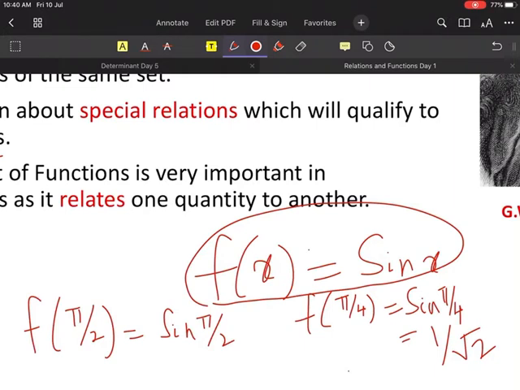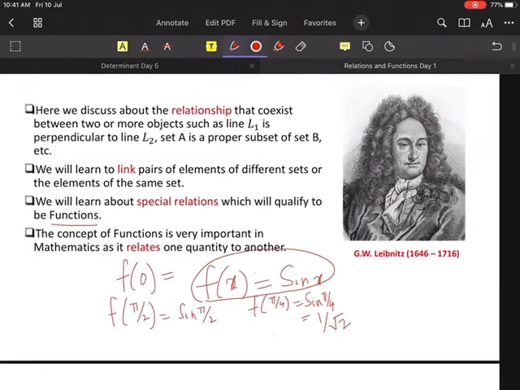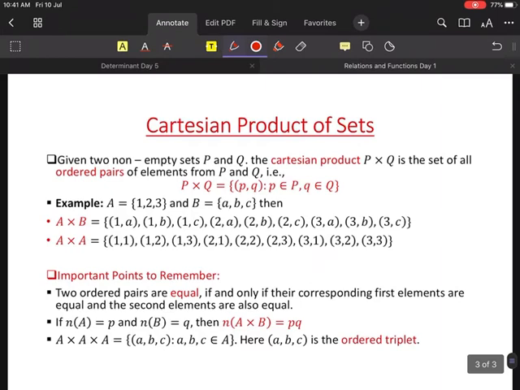Now, the last one. What is f(0) equal to? By this function, it will be sin 0. And sin 0 is how much? Yes. So that's what a function is all about. Am I clear? This one we will discuss in our next portion. Just for introduction, I gave you what functions are. Understood? This is very, very important.